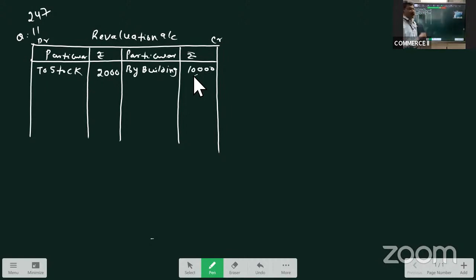Then creditors increased by 3,000. There is an increase in liability. Earlier, we had creditors of 20,000. Now they have increased by 3,000. So increase in liability is again a loss. So it has to be taken on the debit side. To creditors, 3,000. Okay. Anything else? Nothing. So let us close this.